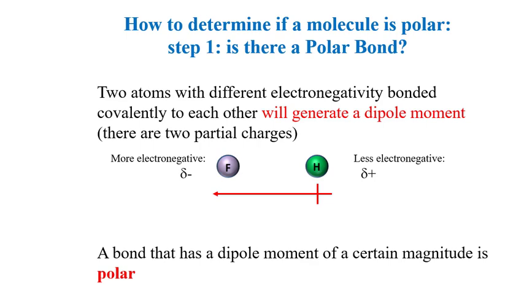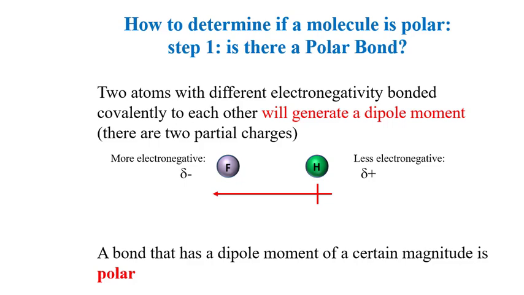Now, how do we determine if a molecule is polar? So we say step number one, is there a polar bond? Because if there isn't one, then the molecule is definitely non-polar. So if we have a polar bond, then we check if the dipole moment is large enough, and we refer to that table: values less than 0.5 are non-polar, but if it's large enough, then you have a polar bond.